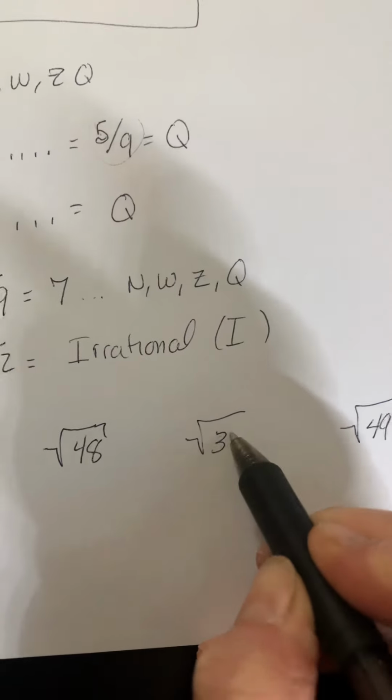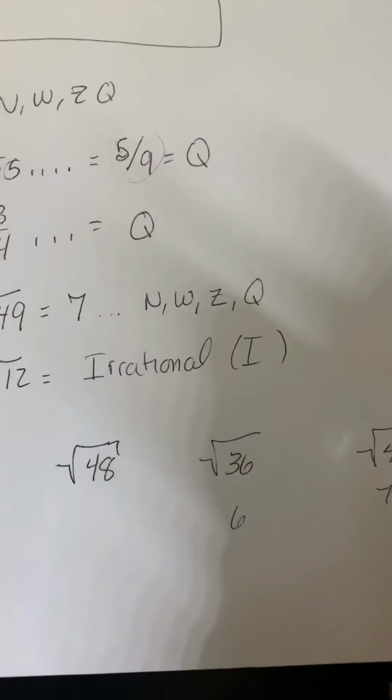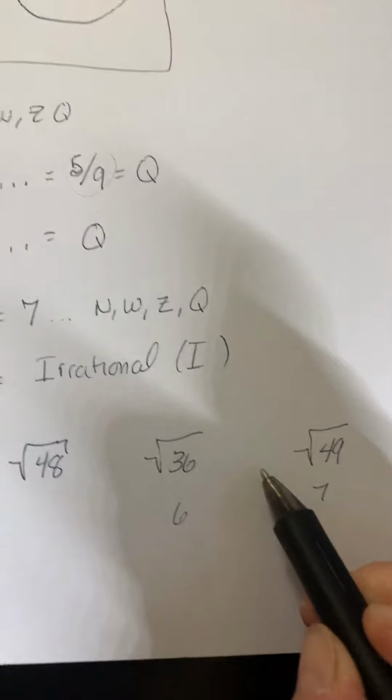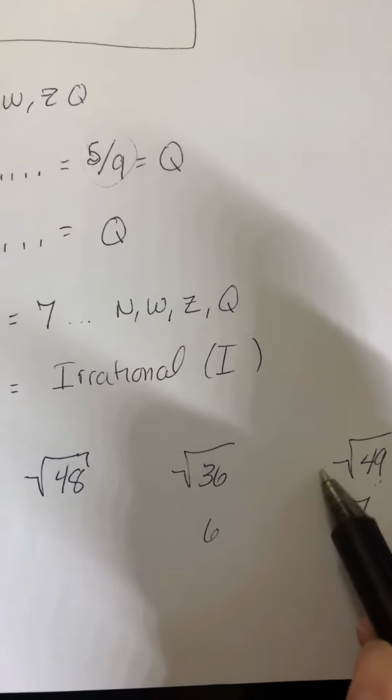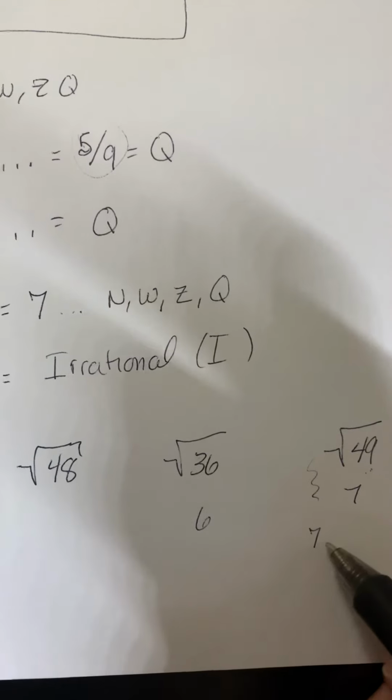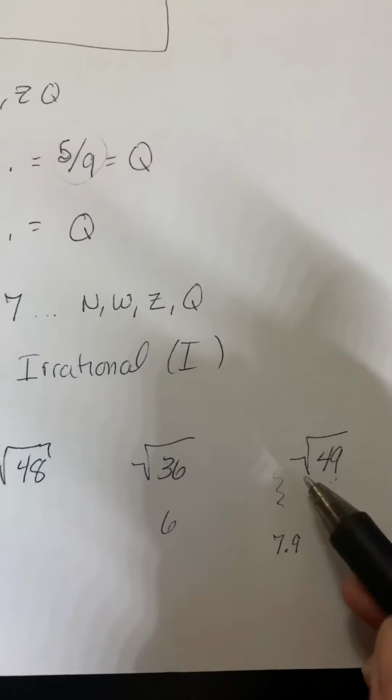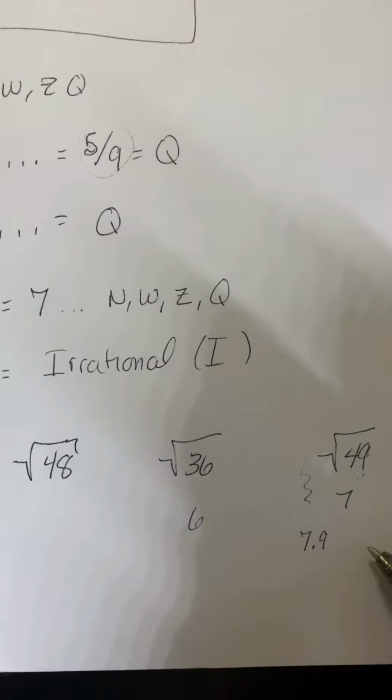and 36, correct? So it's between 6 and 7. And I'm pretty sure you would agree with me that it's closer to 7. So I probably say this was like 7.9. It's like 1 point away from being 49.